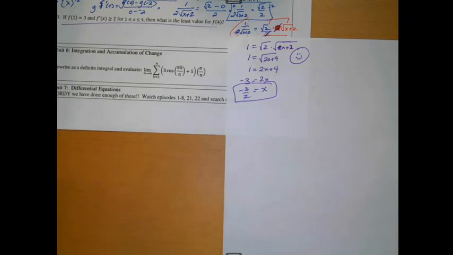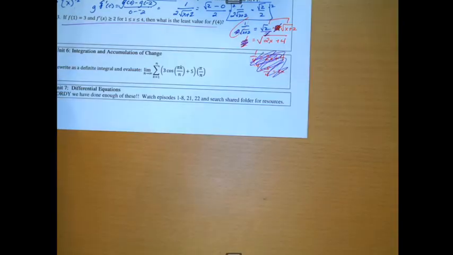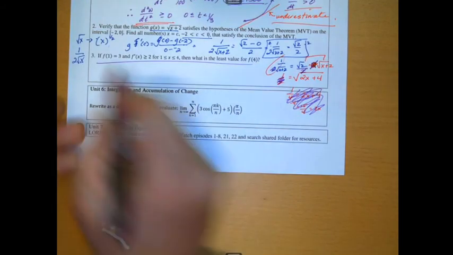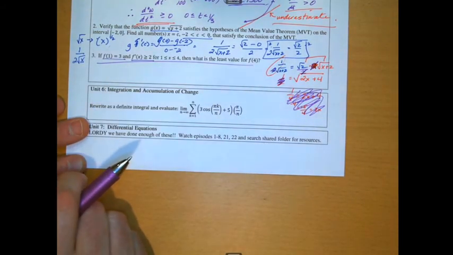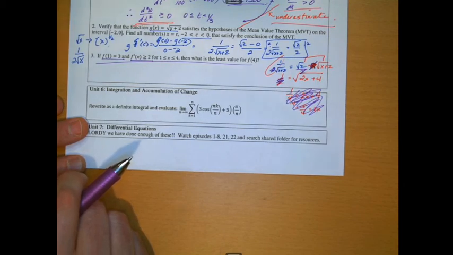All right. So, hold on for 1 second. Okay, last one. f of 1 is 3. f prime is greater than 2. That means that the slope of the line is greater than 2. There's 2 ways to do it. I did it 2 ways. What is the least value?